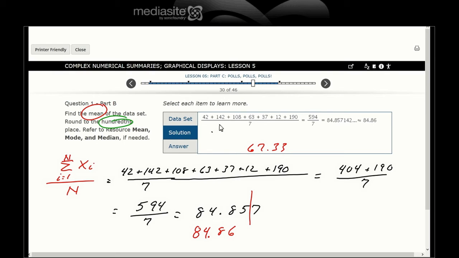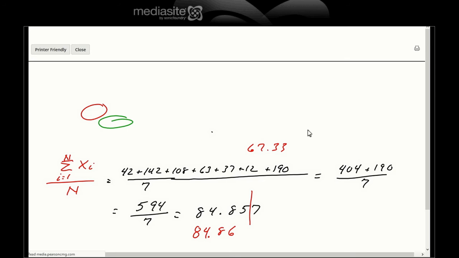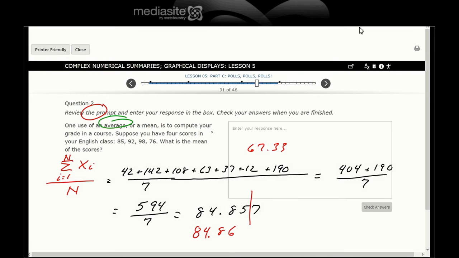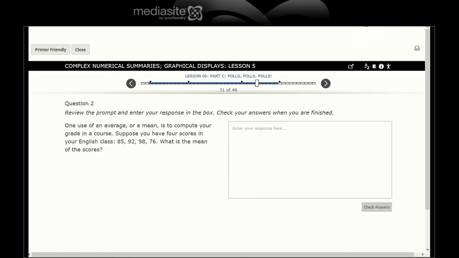So yes. So add them up, plus 190 gives us the 594. Divided by 7 gives us this big long number, 84.86. So 84.86 would be the data set average. Sorry about that. Okay, so view the prompt and enter your response in the box. Check your answer when you are finished.